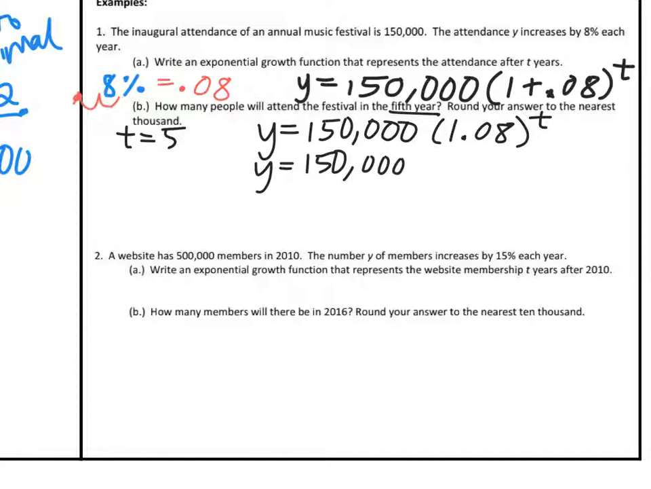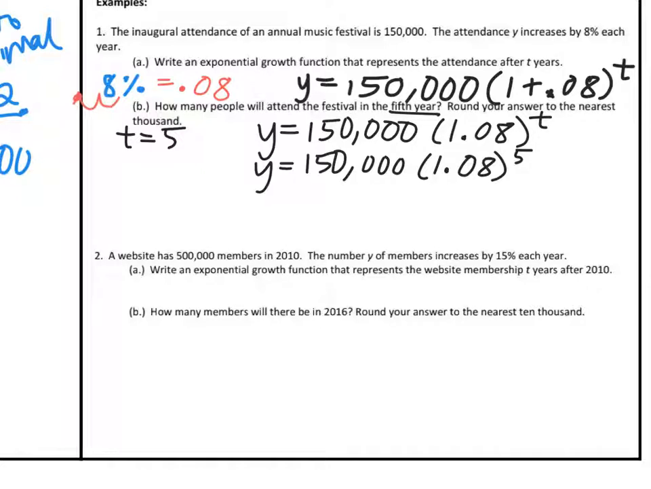Yep, Jackson? Do you only add 1 if it's below 1? We add 1 if it's growth. And the reason we're adding 1 is because it's like you're saying, I am doing 108%. It's 108% every time, every year. So it's increasing, but you can't just multiply by 8% because then it would get smaller.